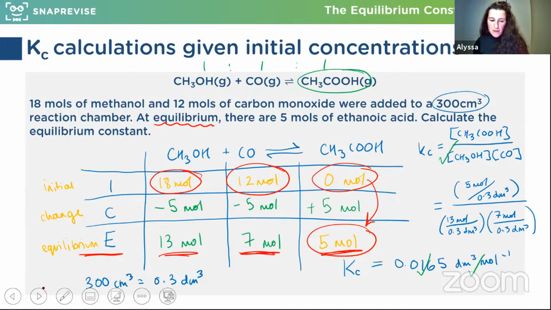Is equilibrium about balancing equations? Not really.